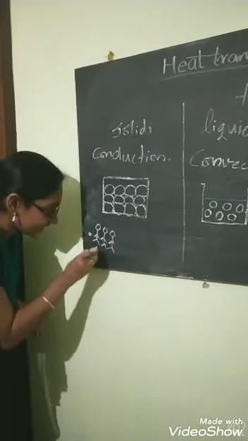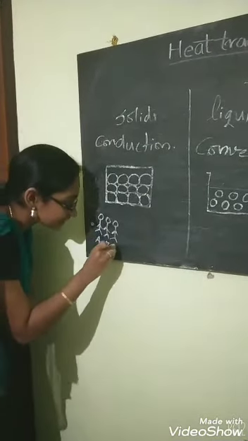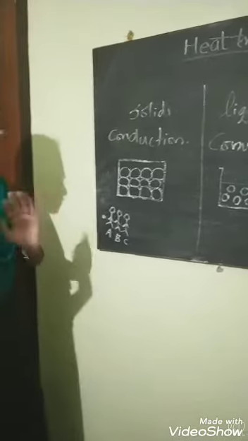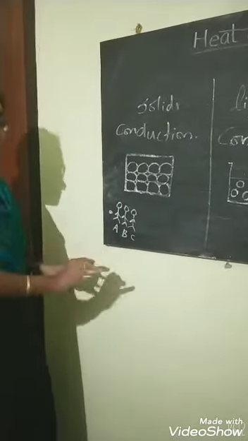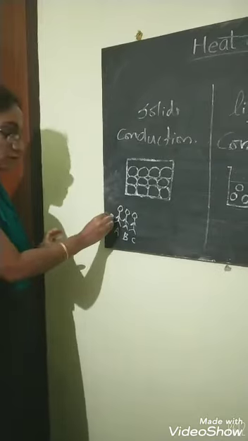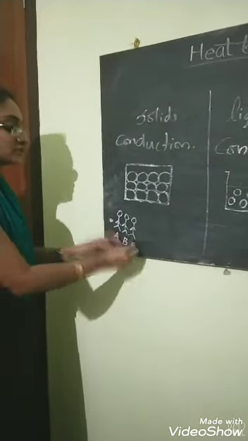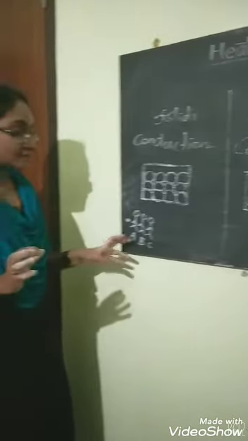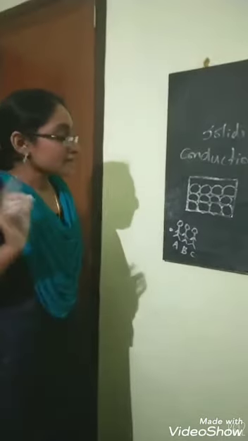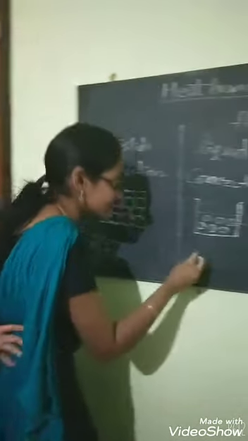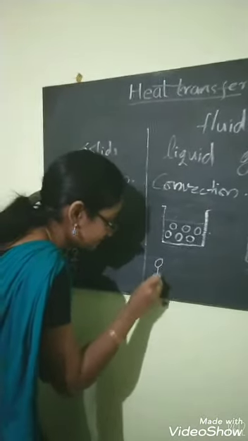The first one is at A, the second one is at B, and the third one is at C. So here they are not moving from their original position. They just transfer the ball from A to B and B to C. The transfer is taking place like this.